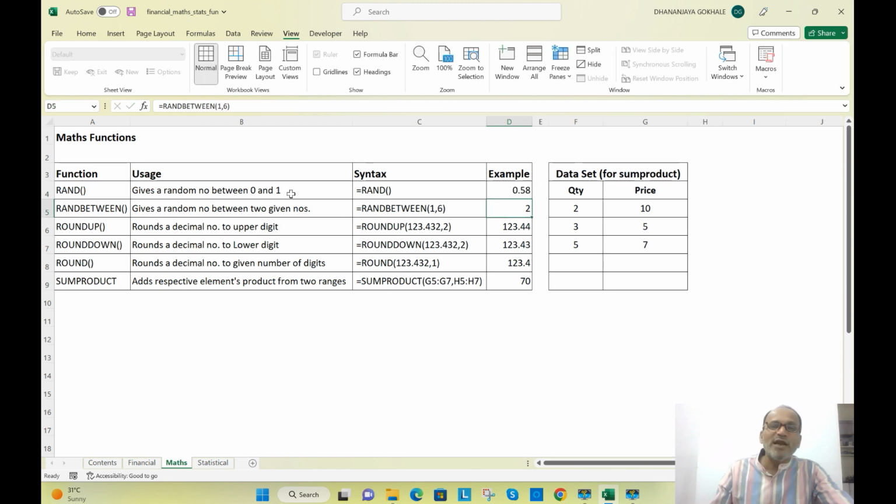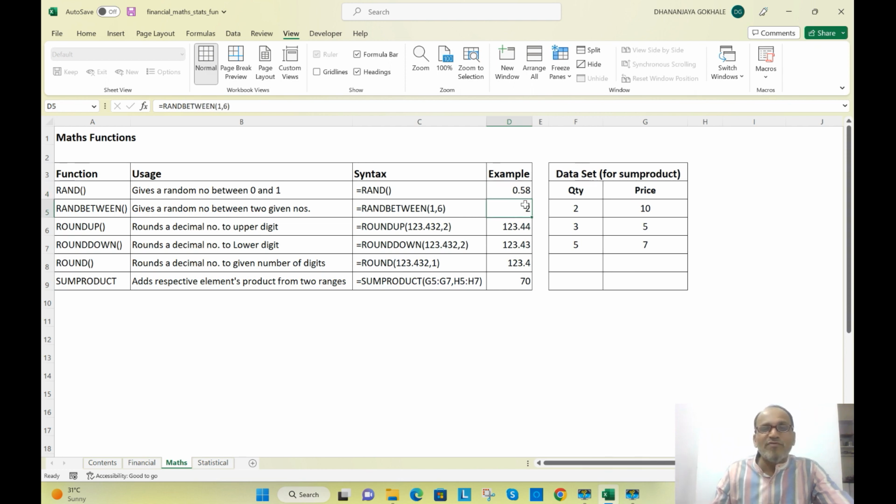And it is going to be randomly produced. Each time you operate it, you are going to get different numbers. Okay, see here. So like this, you'll keep getting different numbers. Presently it is showing 0.58. Let us take a look at another thing. Now 0.58 probably is not usable.